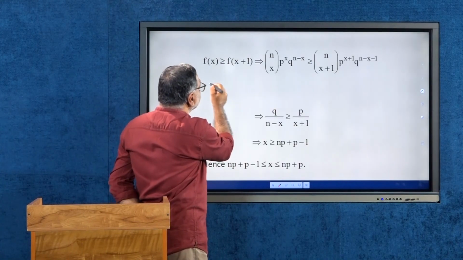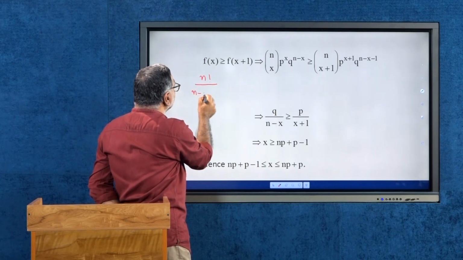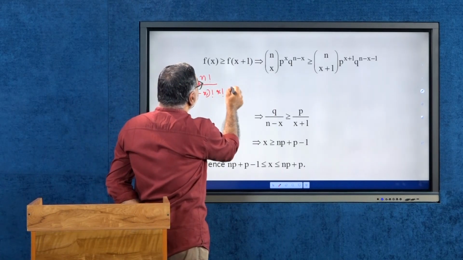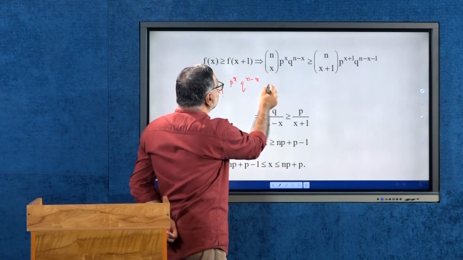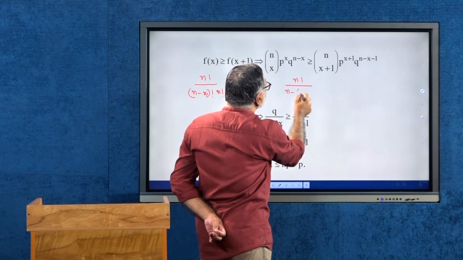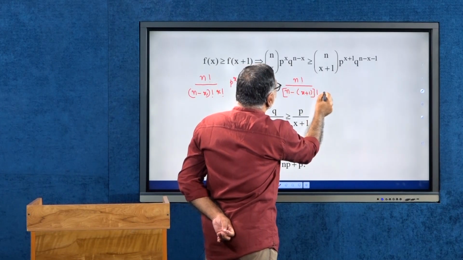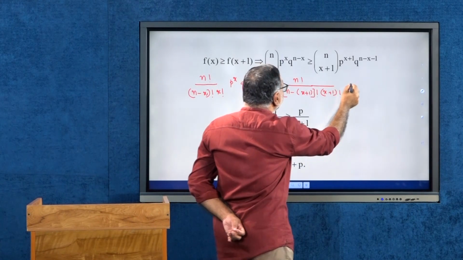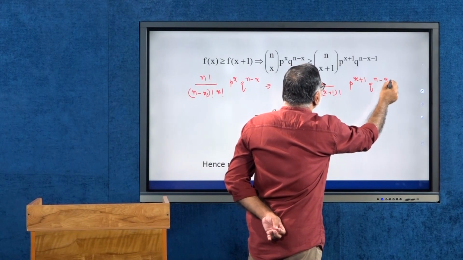And as in the previous case, here also you just write n factorial divided by (n minus x) factorial, p power x, q power n minus x, greater than or equal to n factorial divided by (n minus x plus 1) factorial into (x plus 1) factorial, p power x plus 1, q power n minus x minus 1.